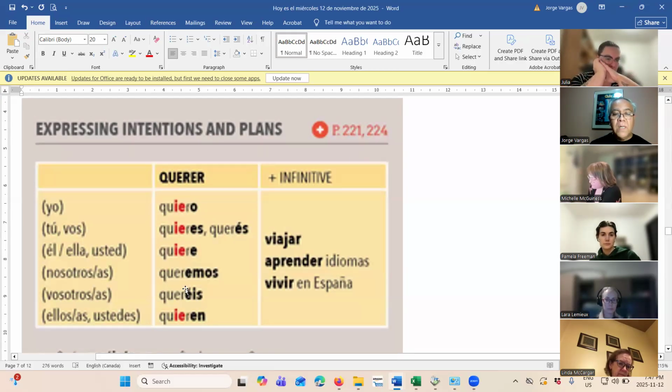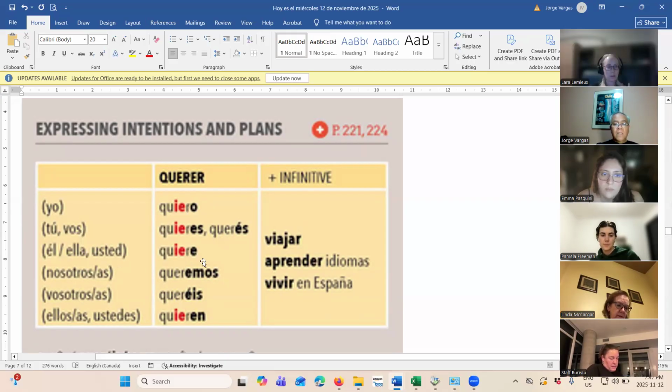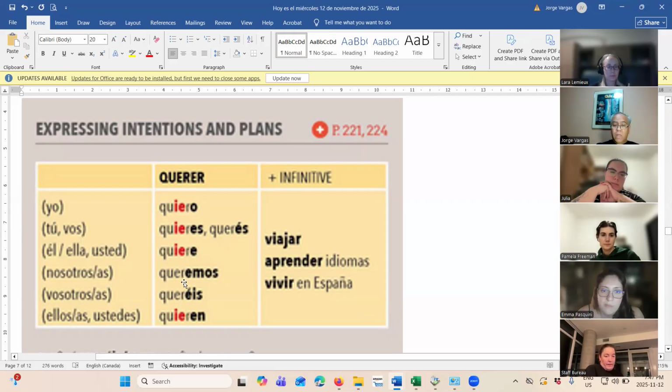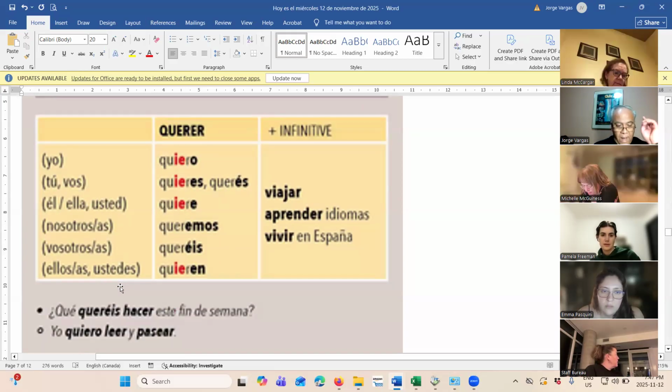All the other ones will undergo the stem change. Could we conjugate querer, please? Yo, quiero. Tú, quieres. Vos, quieres. Él, ella, usted, quiere. Nosotros, nosotras, queremos. Queremos, ya, no stem change. Vosotros, vosotras, queréis. And ustedes, ellos, quieren. Now, could you please focus now?